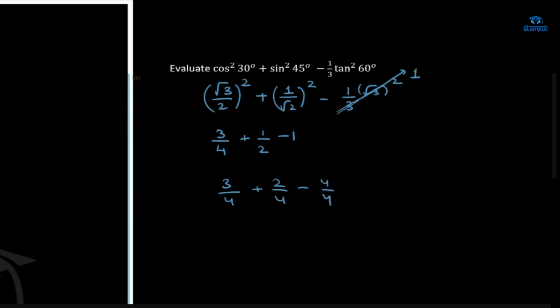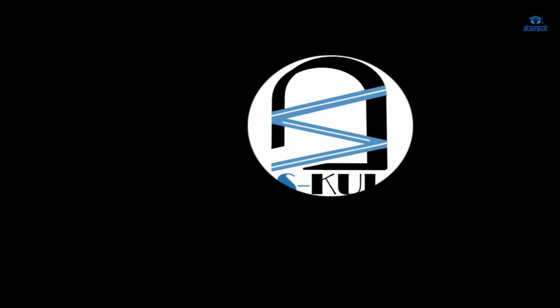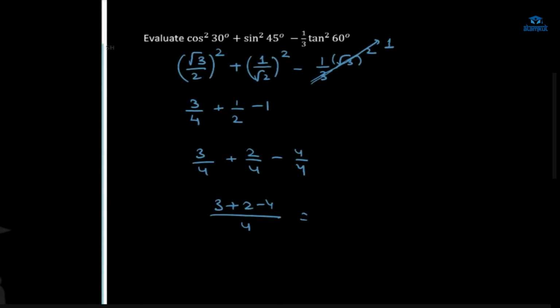Can we write it like this? Yes. Agree? Yes, ma'am. 3 plus 2 is 5, right? 3 plus 2 minus 4 on 4. 3 plus 2 is 5. 5 minus 4 is 1. 1 by 4 would be the answer. Okay. Why is it collapsing? Okay, wait, I'm presenting. Fine. It will give us 1 by 4.